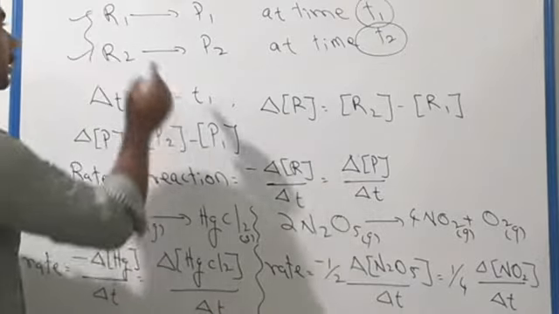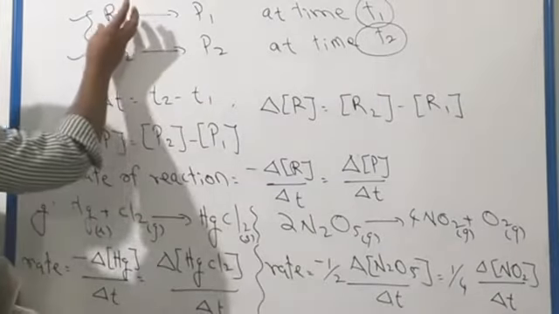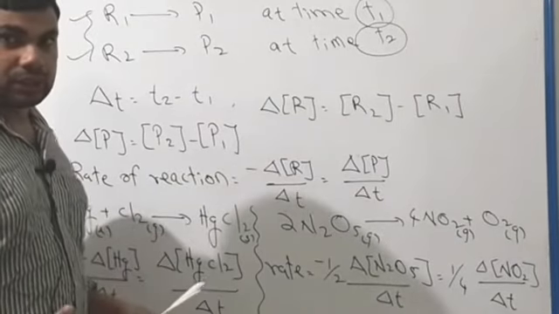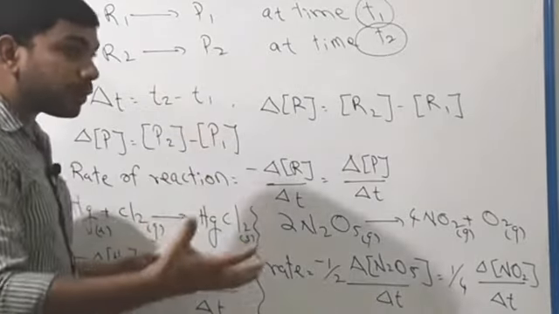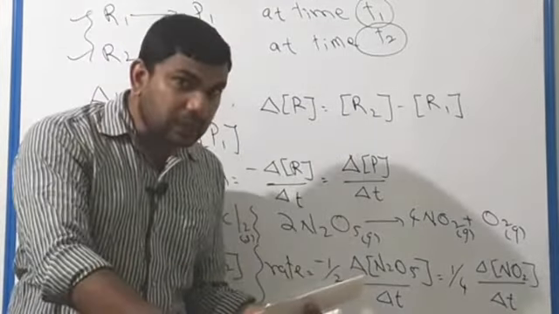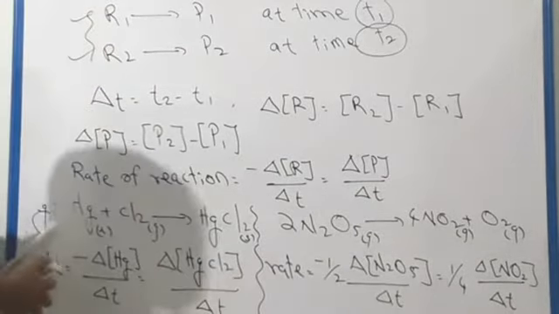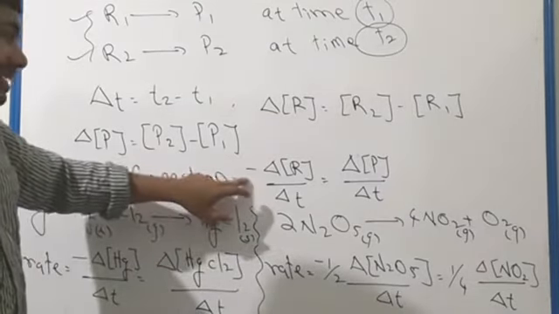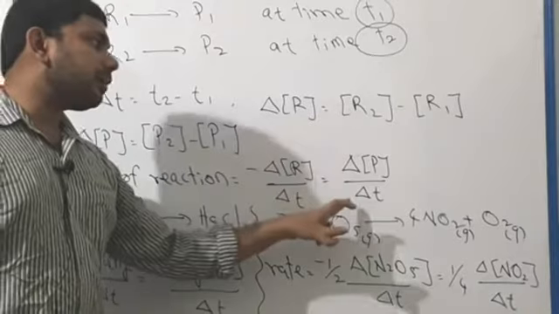We have a chemical reaction R1 changes to P1. So according to time, how much amount of reactant decreases, we will measure this to find rate of reaction. Or we can measure, according to the time, how much amount of product is increasing. This is the method to find rate of reaction. So rate of reaction will be equal to minus delta R divided by delta T, or you can say delta P divided by delta T.